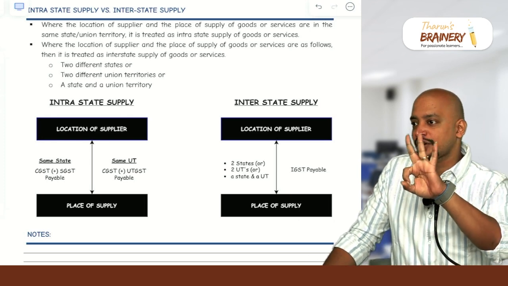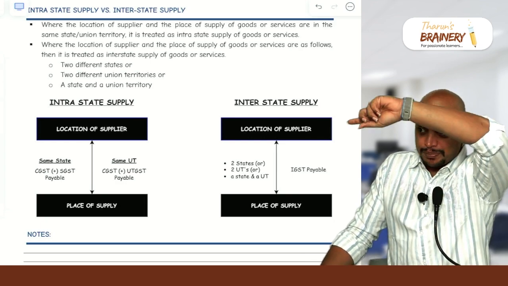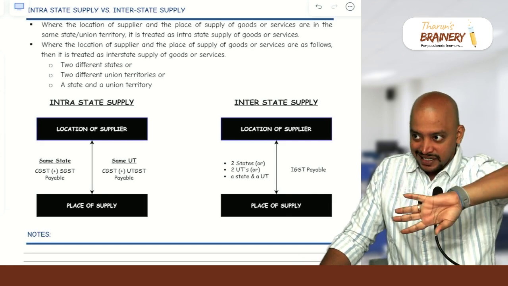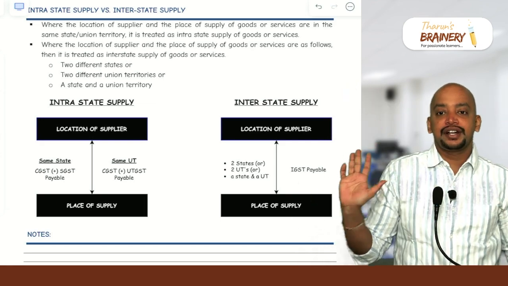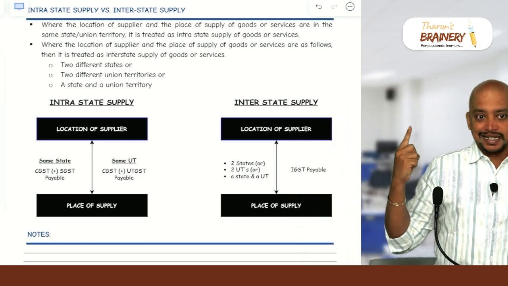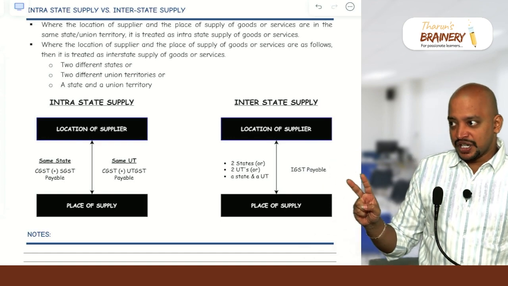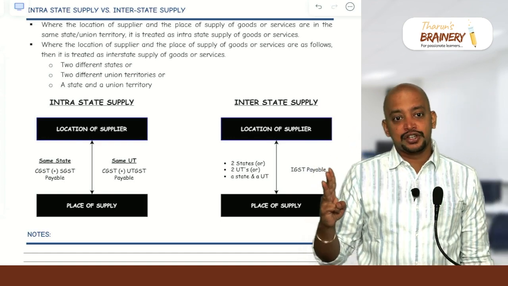So, 3 points in location of supplier. Again, we will come across this in place of supply. Place of supply we will learn in detail, but right now try to understand what is the meaning of location of supplier. 3 things. Number 1, registered place, fixed establishment or business establishment, usual place of residence.